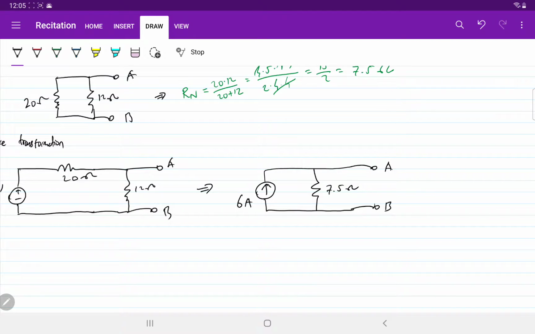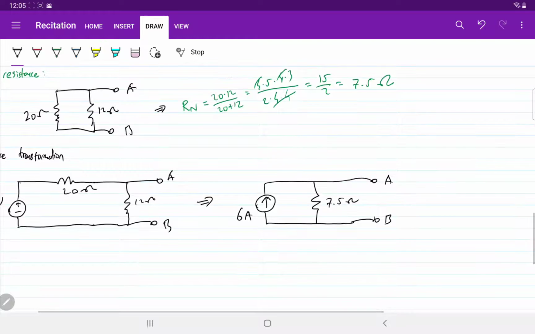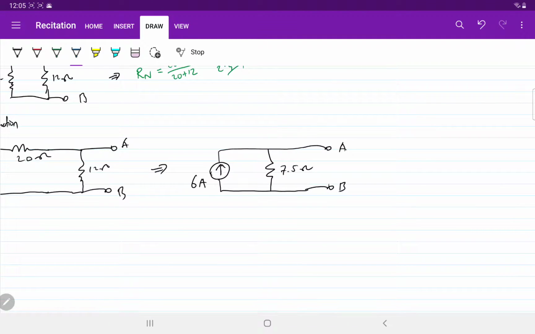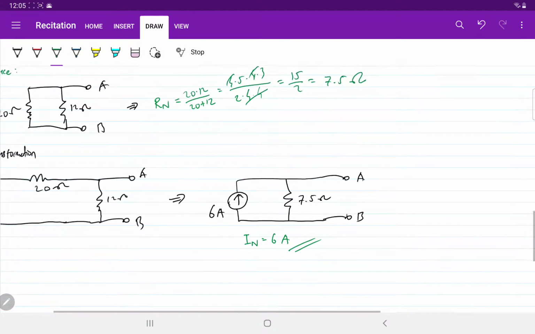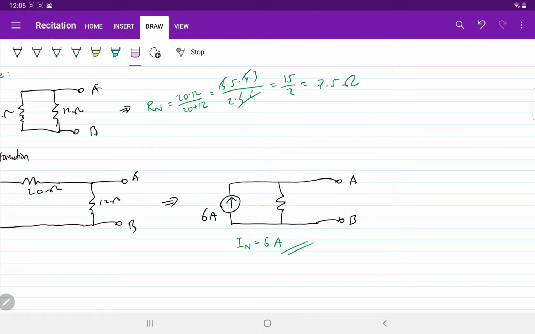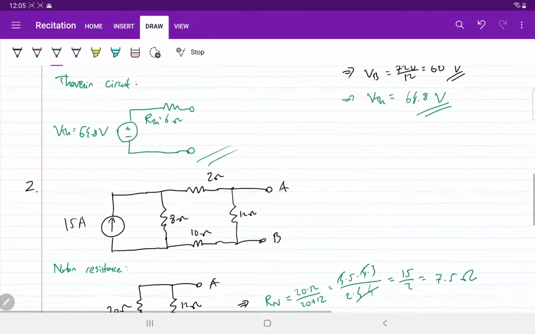Okay, so here we immediately get the Norton equivalent circuit. So the current Norton is 6 amp, and this is the Norton equivalent circuit, 7.5 ohm. Okay, very simple.